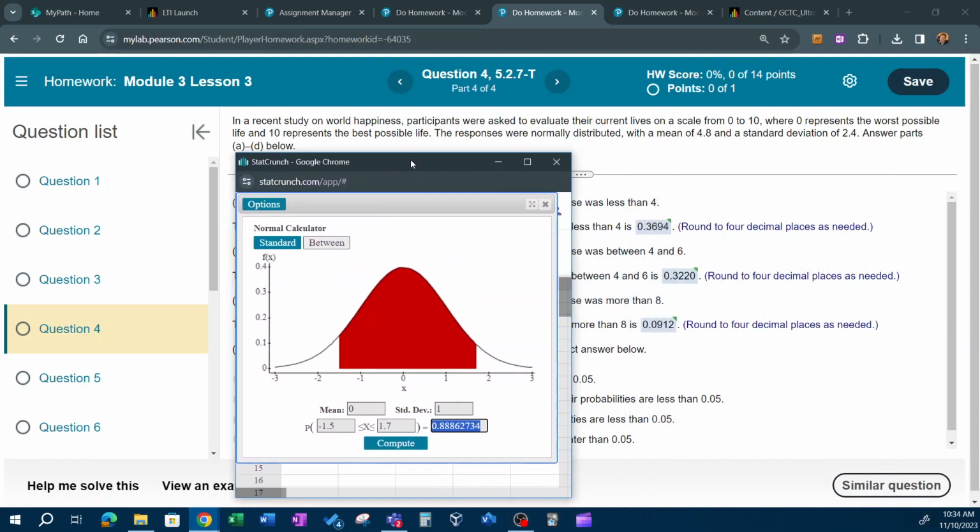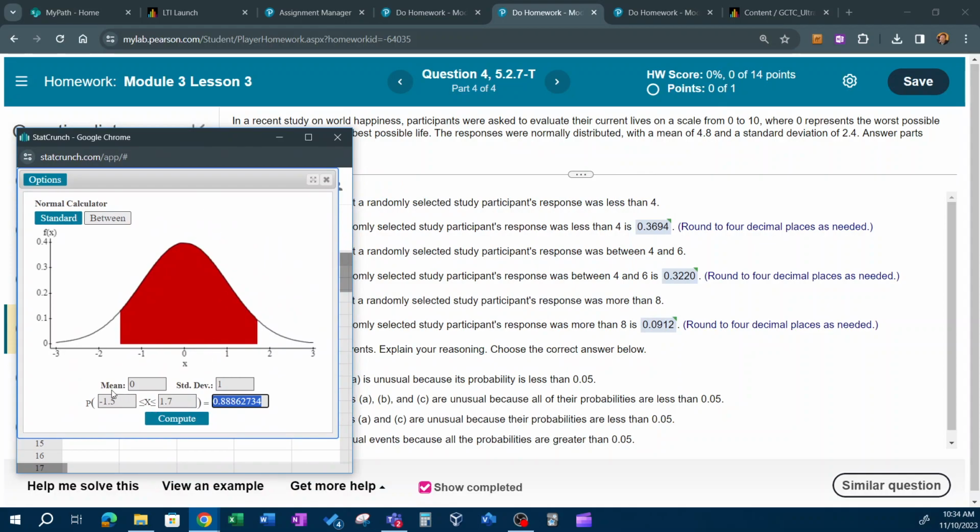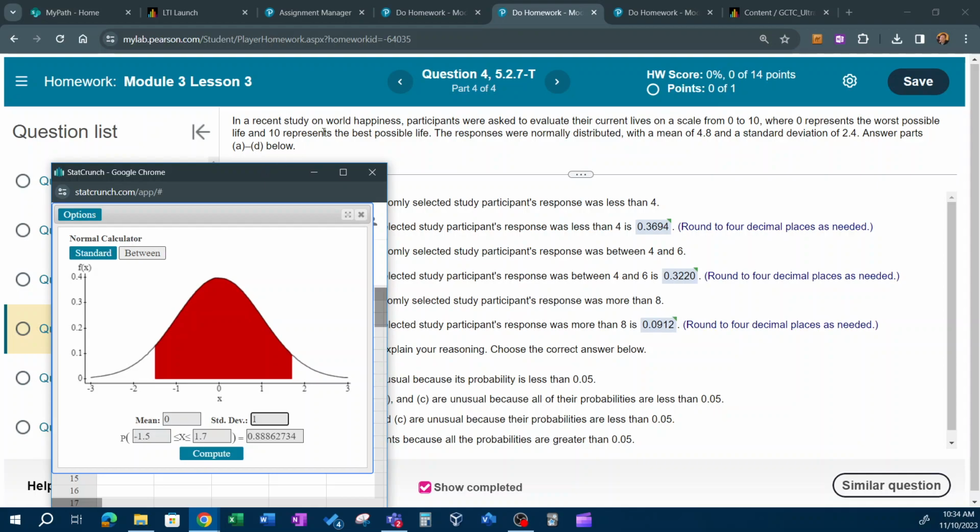All right, now remember, the first thing we need to do is determine the mean and standard deviation. That has to be in the problem. In a recent study in World Happiness, participants were asked to evaluate their current lives on a scale from 0 to 10. 0 represents worst, 10 is the best. Responses were normally distributed, so that's our normal calculator, with a mean of 4.8 and standard deviation of 2.4.